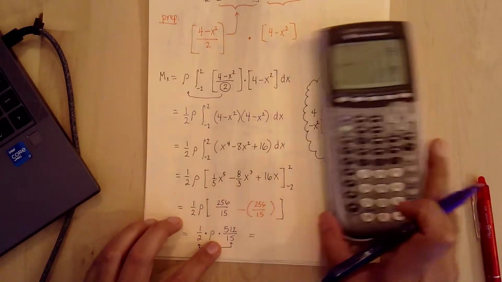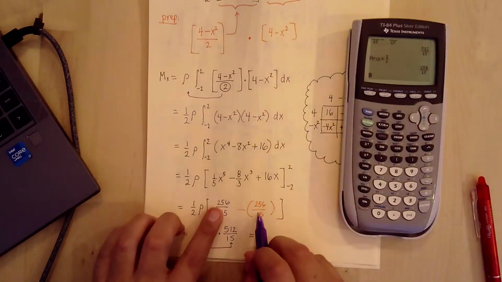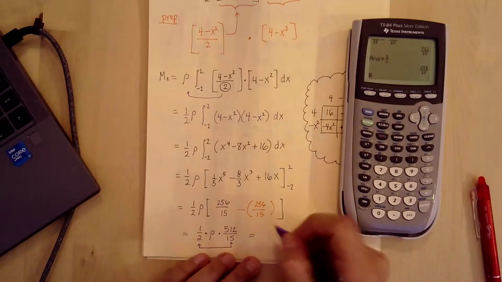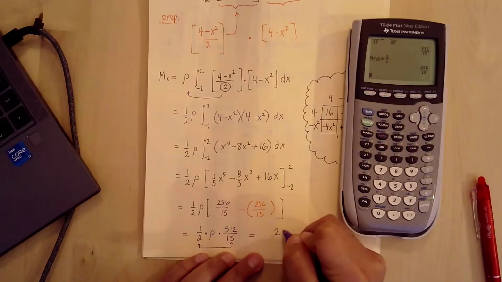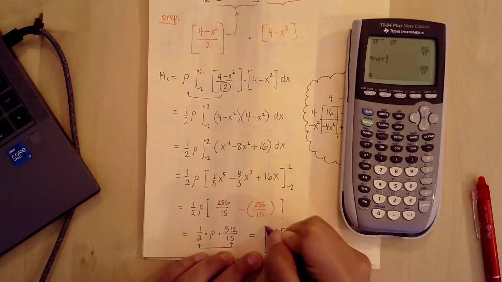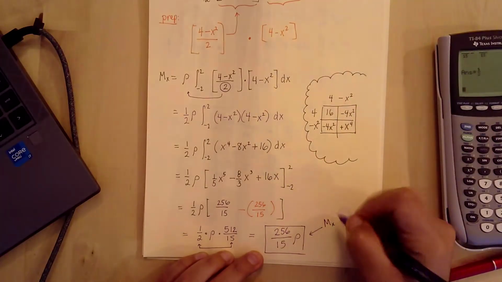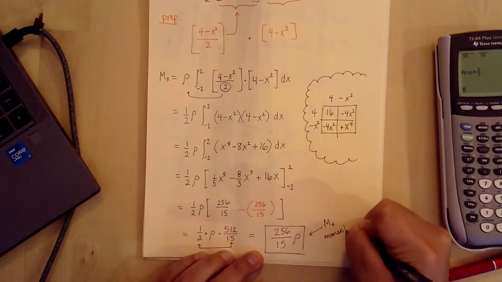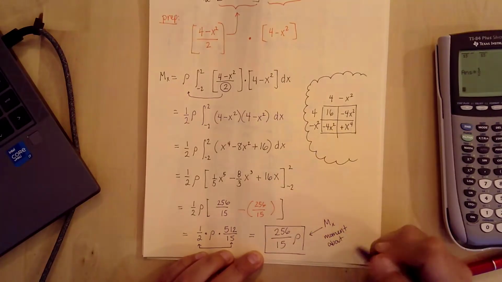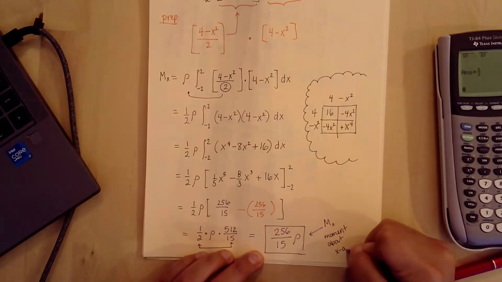That makes sense, right? Because if we add two of those together and then divide it by 2, that should be the same thing. Okay, so we have 256 over 15 rho. That is going to be Mx, which is the moment about the x-axis.